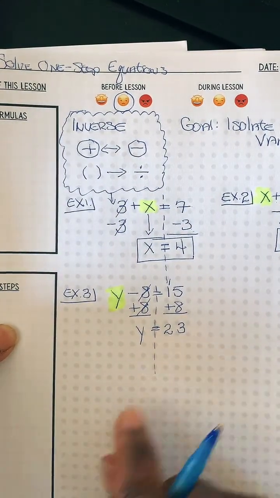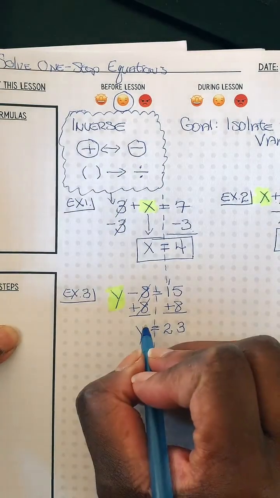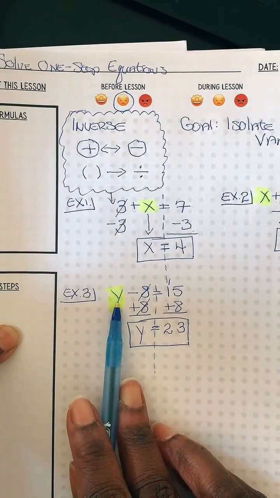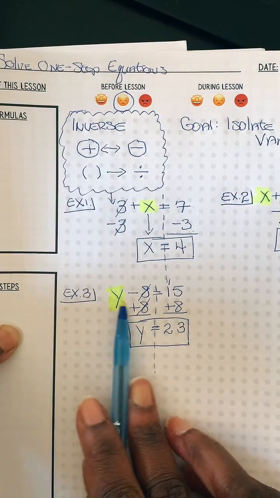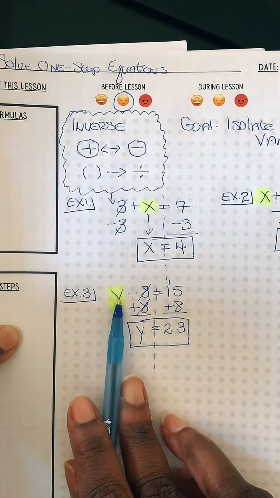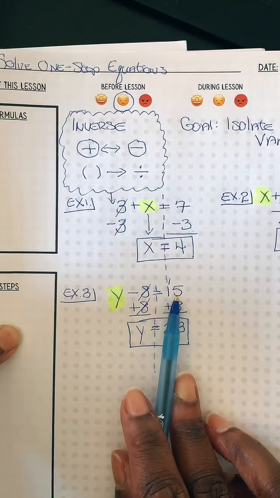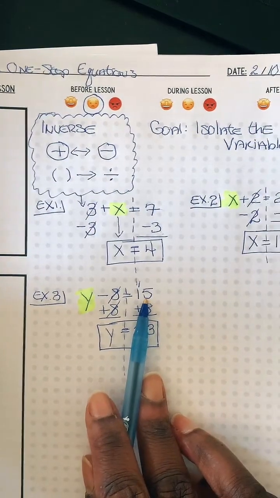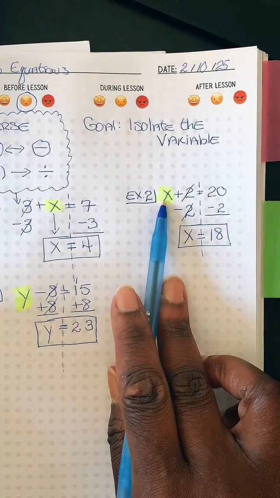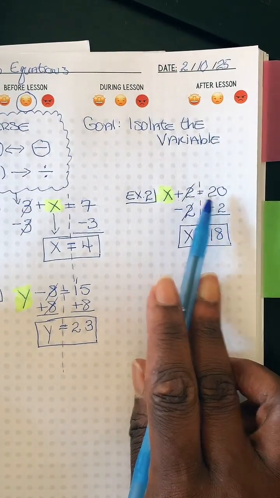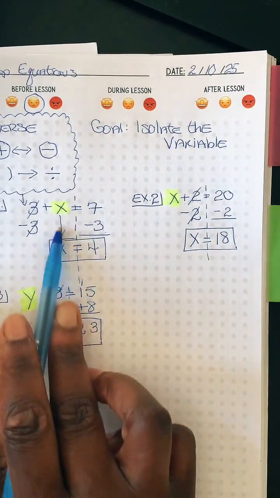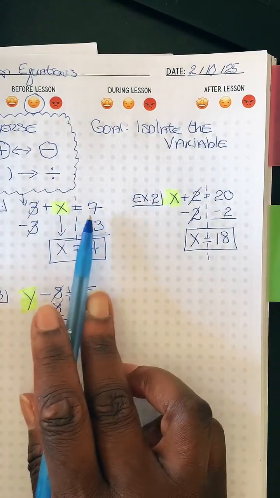So y equals 23. The reason why we're doing all this is we want to know what number I can substitute in for y to make this equation into a true statement. Because I know if I plug that 23 into the y and subtract 8, I will get 15. If I plug in my 18 for the x, 18 plus 2 will definitely give me 20.